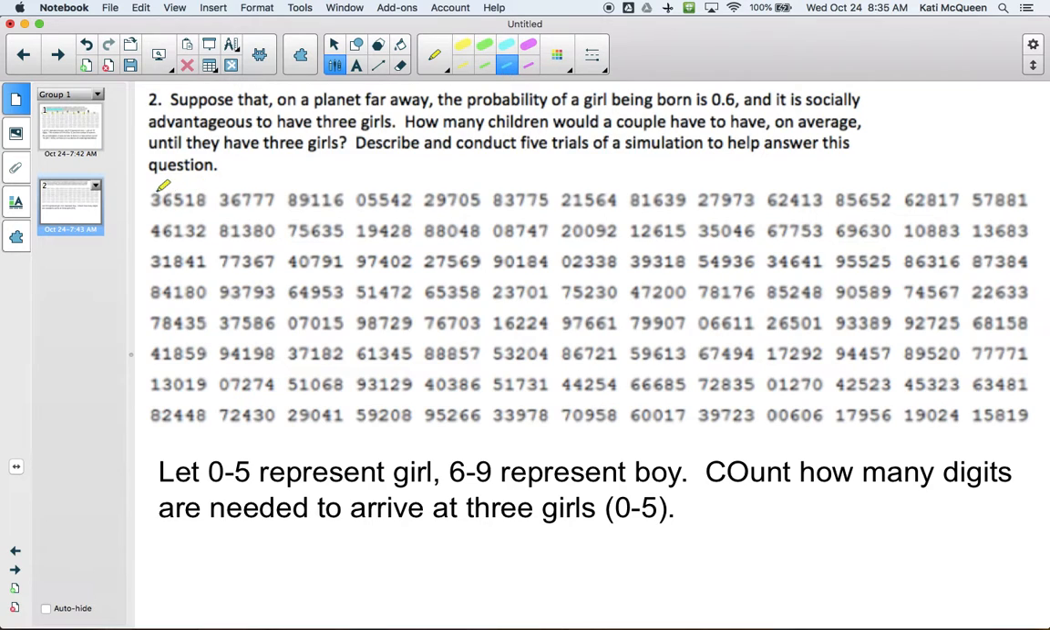Let's see here. So here's 1, 2. So I just arrived at my 3rd girl there. So then I want to mark off that was the first trial. And it took 1, 2, 3, 4 children to get to those 3 girls. So now we're going to do the same thing, and this will be my next trial. So there's a girl, and there's another. So this time it took 4 children again.